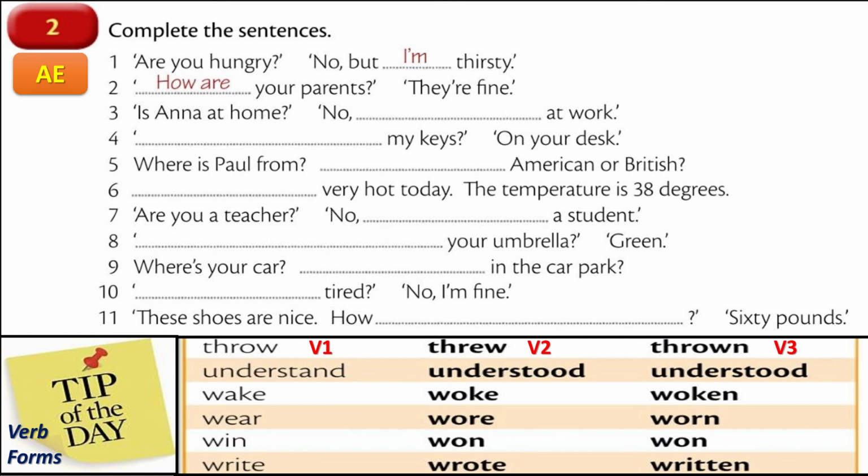Tip of the day. Now we are going to revise first form, second form, and third form of some irregular verbs. Throw, threw, thrown. Understand, understood, understood. Wake, woke, woken. Wear, wore, worn. Win, won, won. Write, wrote, written.